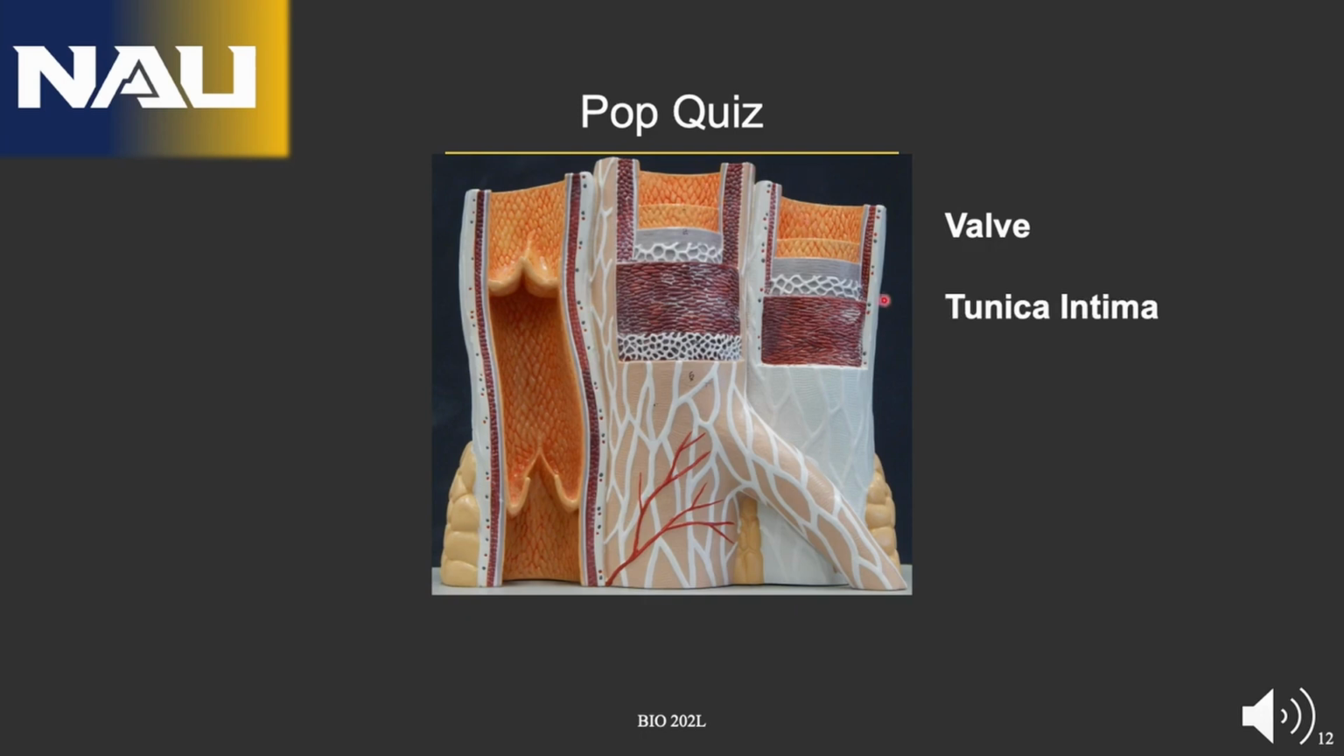And then what is this tunica intima made out of? What are those cells? Endothelial cells. Yes. Okay. Let's keep moving. But first, let me tell you a little bit about endothelial cells. These cells form a single layer of simple squamous epithelium that provides a smooth, friction-reduced lining in the inner part of blood vessels.